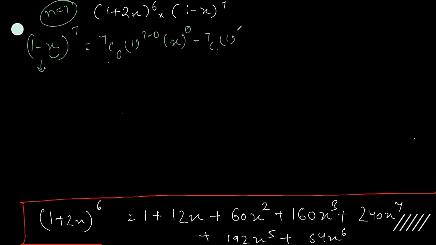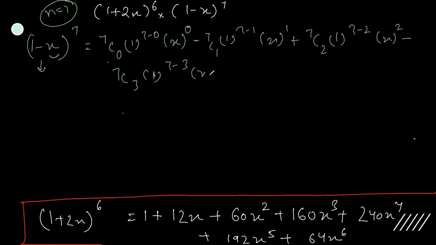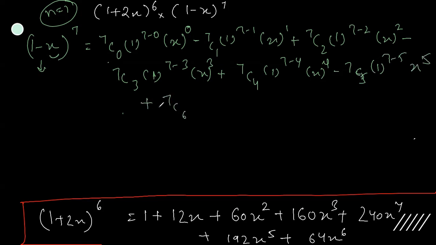Then r is equal to 1, 1 raised to the power 7 minus 1 and x raised to the power 1. Then third term positive, 7C2, 1 raised to the power 7 minus 2 and x raised to the power 2. Fourth term negative. So 1 raised to the power 7 minus 3 and x raised to the power 3. Then fifth term positive, then negative. Okay, then 7C6, 1 raised to the power 7 minus 6 and x raised to the power 6. And the last term is negative. So 1 raised to the power 7 minus 7 and x raised to the power 7, right?